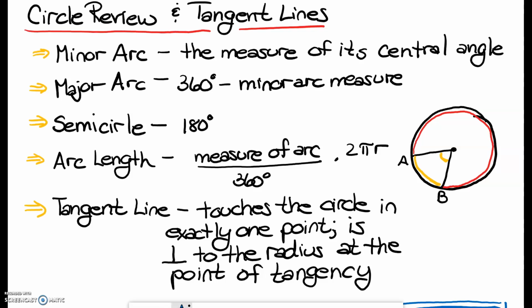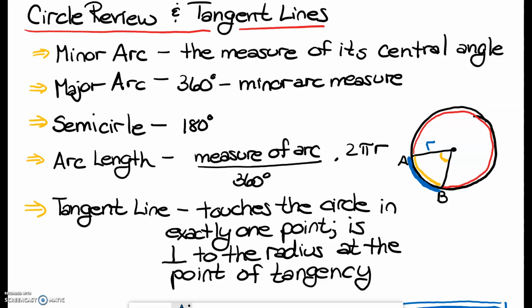Arc length is this length right here. How far would it be if you had to walk that distance? And in order to calculate that, you need the radius of the circle and you need the measure of the minor arc. So the formula would be measure of the arc over 360 times 2 pi r.